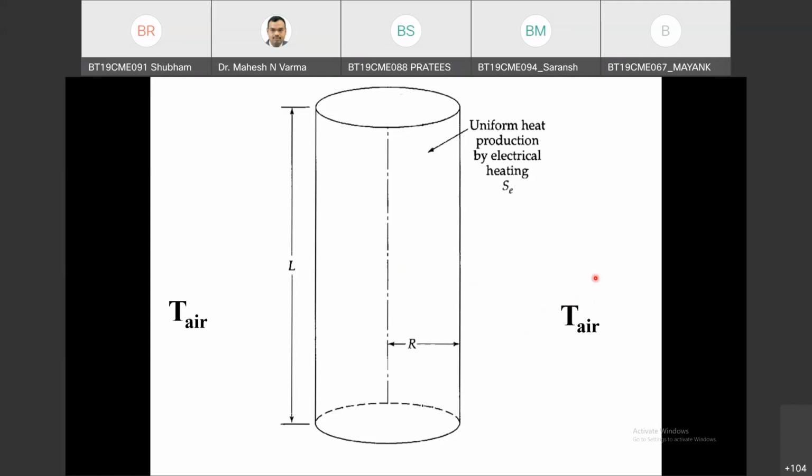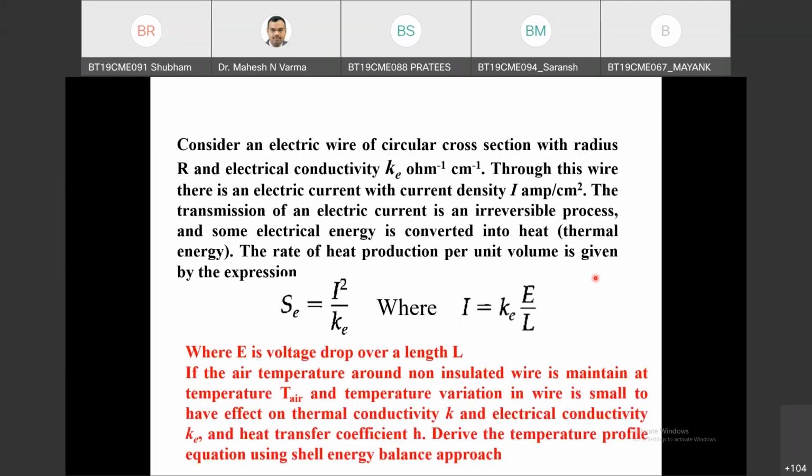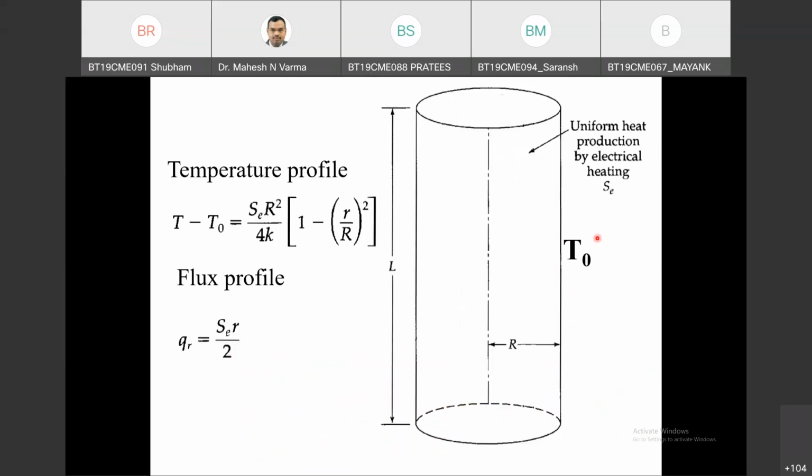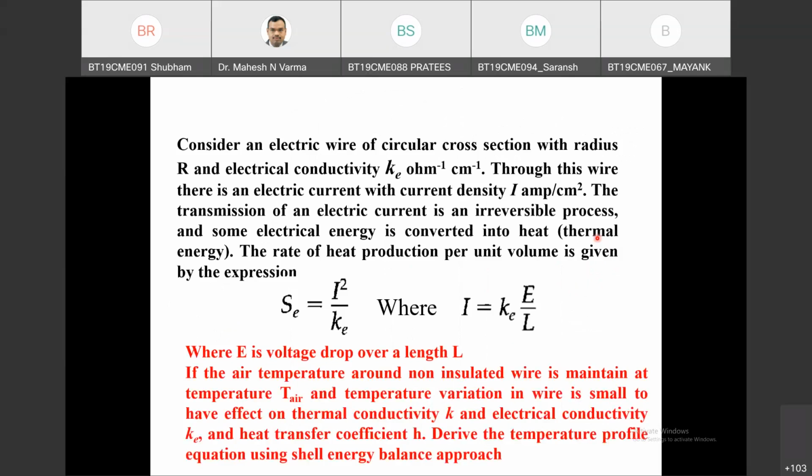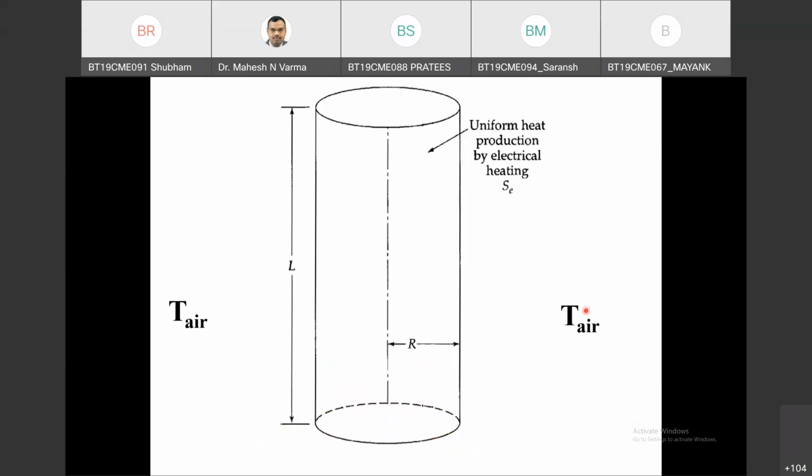Whatever problem we were discussing today is kind of a tutorial problem only. It is the extension of this problem only. So here the temperature was given, T0, and now T air is given. What will be the temperature profile? Just solve for this. Everything else will remain the same.